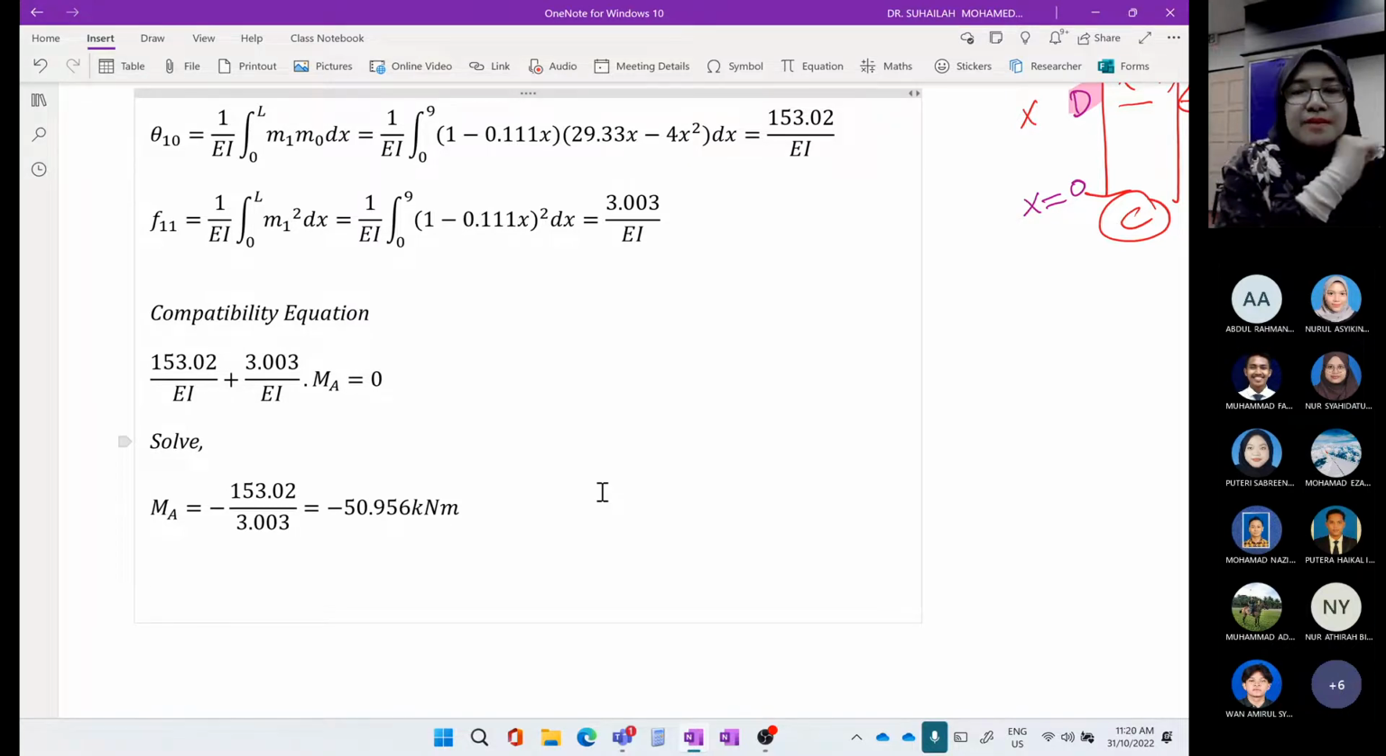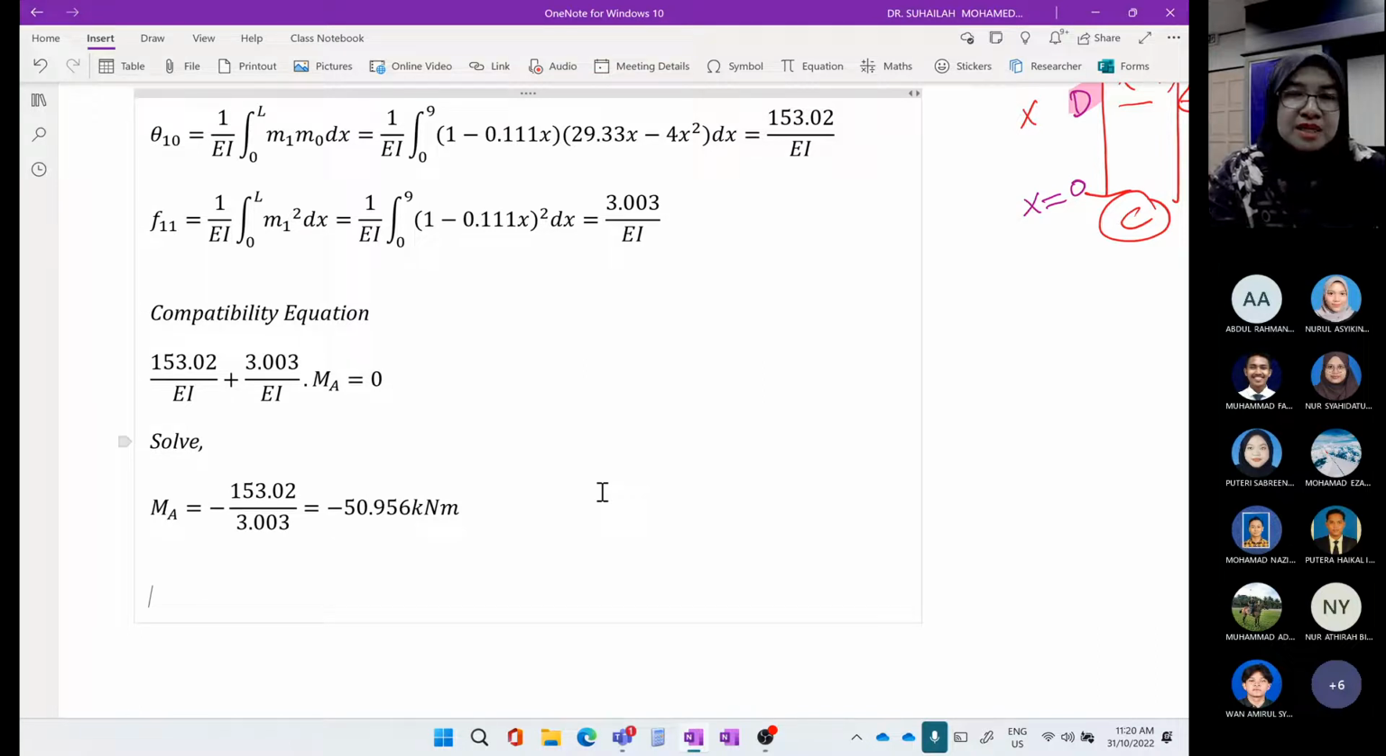Okay, start ni by imagine dulu apa kita punya goal. Imagine dulu apa punya final outcome, objective dia. The objective is to calculate all reaction. There are 4 unknown reaction, and only 3 can be solved using equilibrium equation. So 1 is redundant. So solve redundant using compatibility equation.